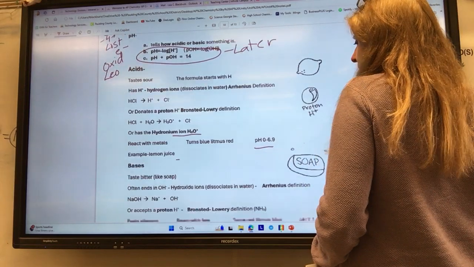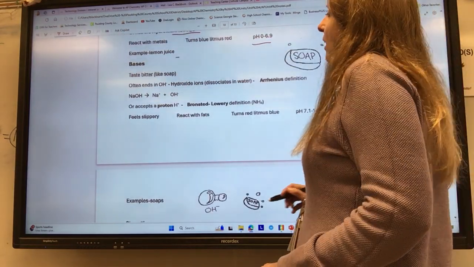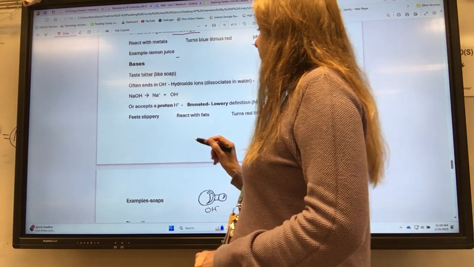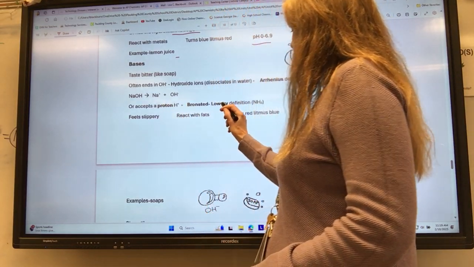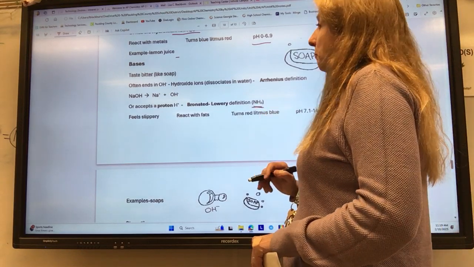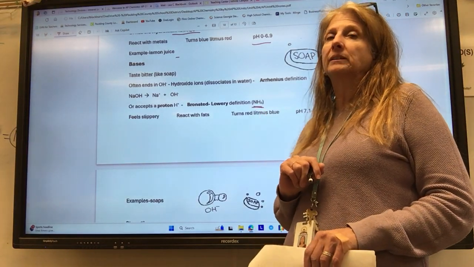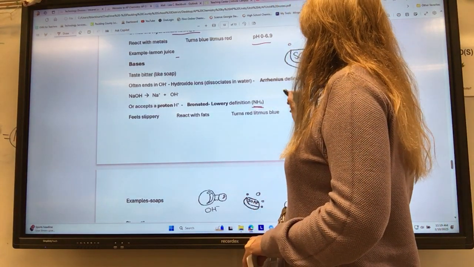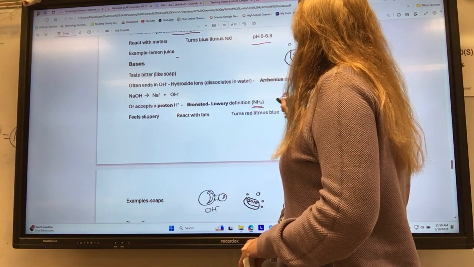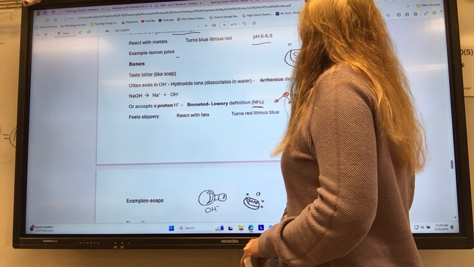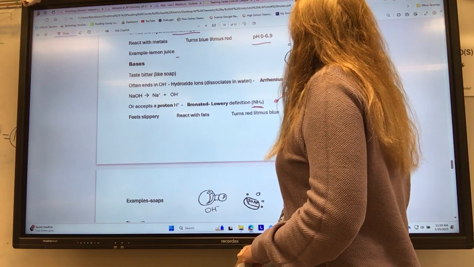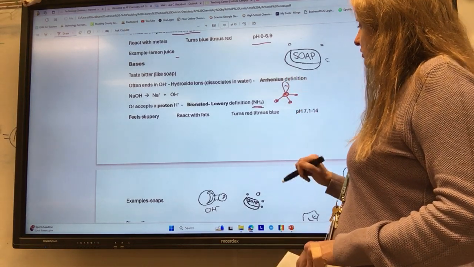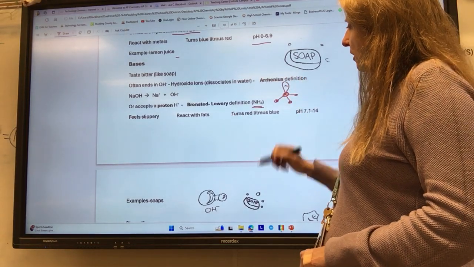juice. Bases. See, all that was a review, wasn't it? Taste bitter like soap, they often end in OH, that's Arrhenius. Or they accept a proton. Bronsted-Lowry, we talked about the reason why, is ammonia. We've known about ammonia since ancient times. Amun-Ra, the god of Egypt, is what it was named after. Remember, nitrogen has got that little unshared pair, and it's a base. So a proton comes and snuggles up to that unshared pair, and so that's why it's basic.